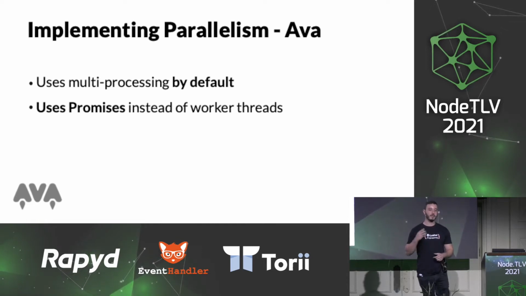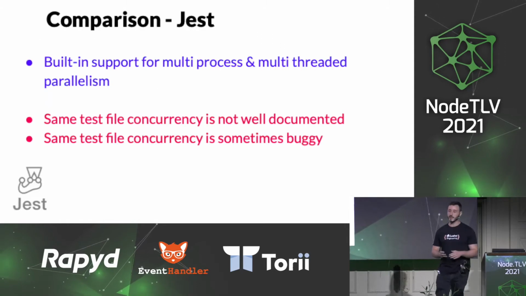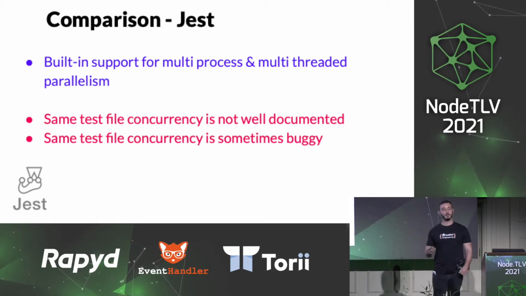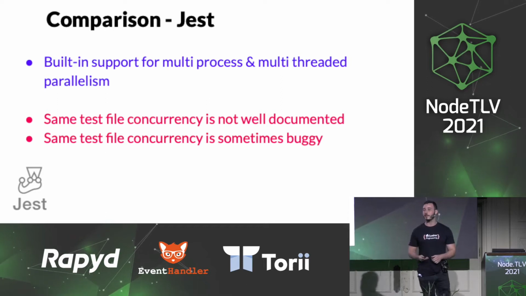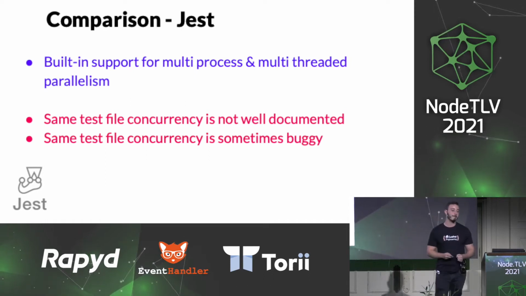Now let's do a bit of a recap on these frameworks and see some pros and cons. For Jest, we had multithreading and multiprocessing support. The problem with multithreading and test.concurrent in Jest is that it's not really documented well, and it can get a bit buggy, so it's kind of discouraged to use this feature.